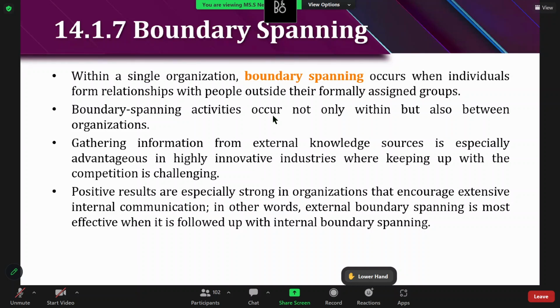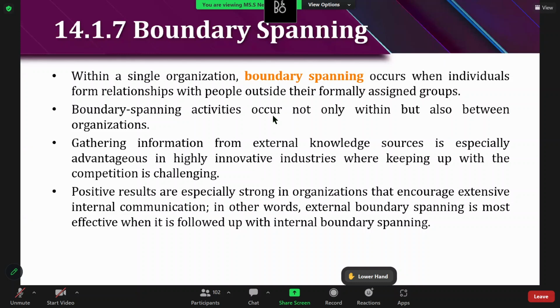The positive results are especially strong in organizations where extensive internal communication is there and information sharing is really high, and external boundary spanning is most effective when it is followed up by internal boundary spanning. Okay, so if we want to establish external boundary spanning, in the sense of establishing relationships between organizations, first we have to establish the initial internal boundary spanning, where different relationships have to be established across the departments, not within a particular department, across the departments. First we have to establish that relationship, then we can follow up with external boundary spanning.